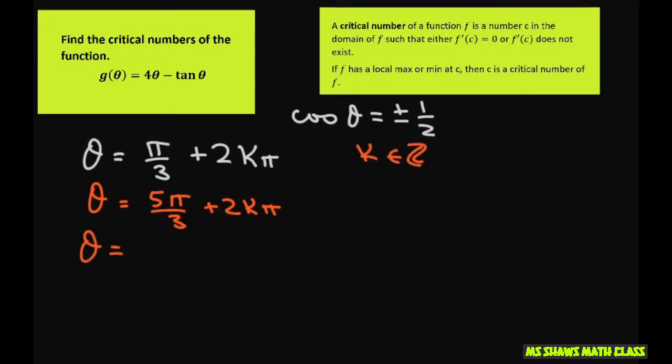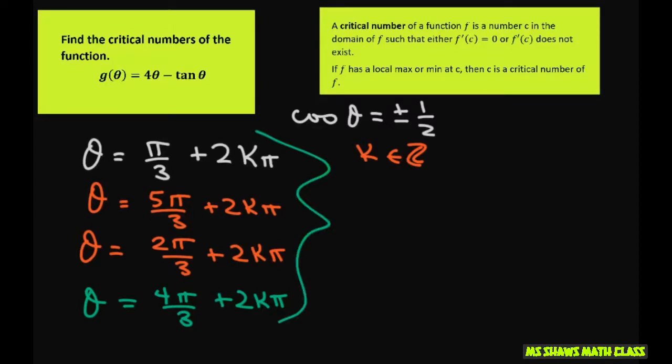And we have theta equals 2 pi divided by 3 plus 2k pi. And we have theta, the last one is 4 pi divided by 3 plus 2k pi. So these are all your critical numbers.